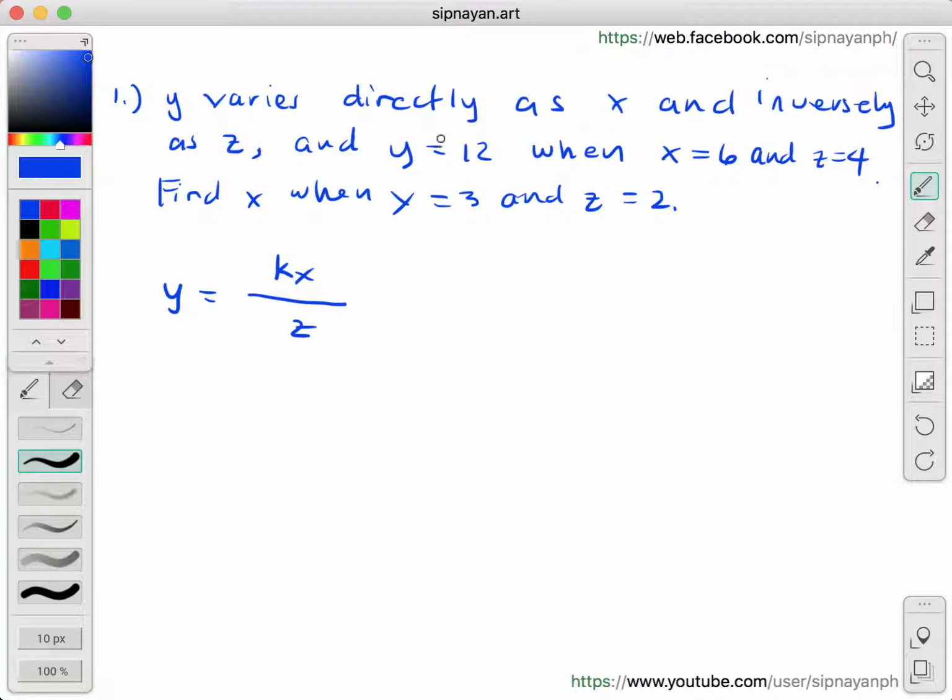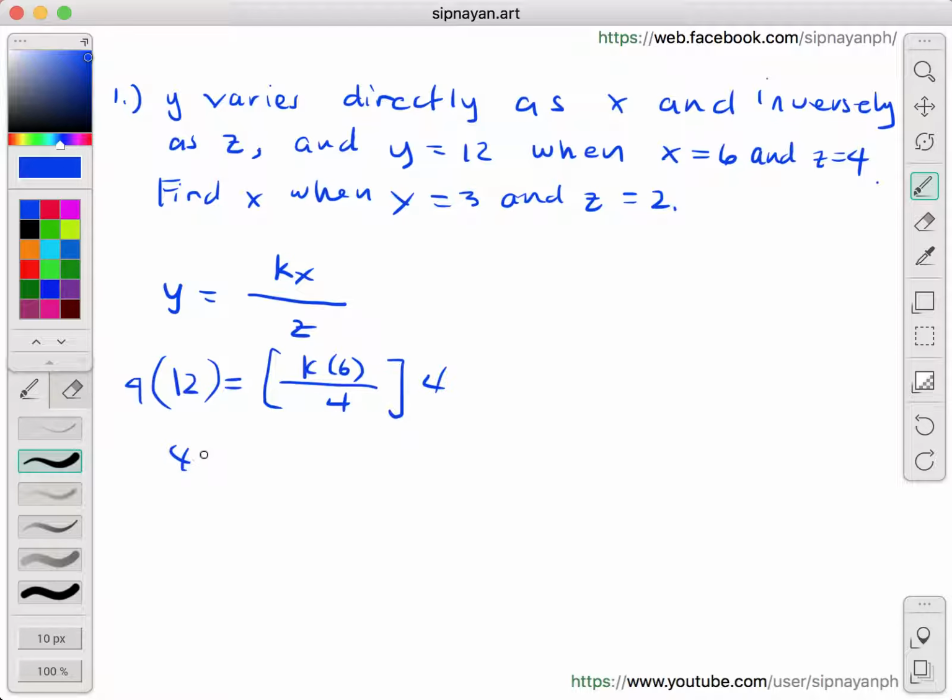Okay, so sabi niya y equals 12. So we just substitute y equals 12. Then we have the equal sign. Ang x natin ay 6. So, k times 6 at yung z natin ay 4. So, substitute 4. Then we have to find the value of k. So, there's a 4 here. Tanggalin natin yung 4 by multiplying both sides by 4, para matanggal yung denominator.